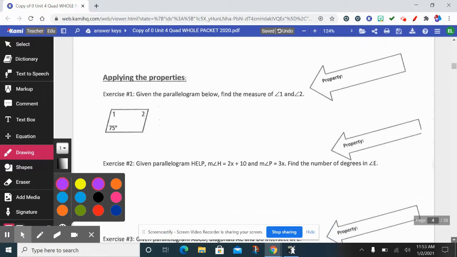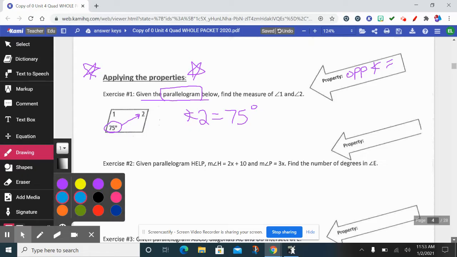Applying those facts. So applying those properties, we're going to look at some algebraic examples. Exercise 1. Given the parallelogram below. So they have to tell you it's a parallelogram. That gives you all those rules about it. Find the measure of angles 1 and 2. Well, we know opposite angles are equal. So I'm going to write in this little box here, opposite angles are equal. So we know angle 2 is going to be 75 degrees based on that 75-degree angle given to us.